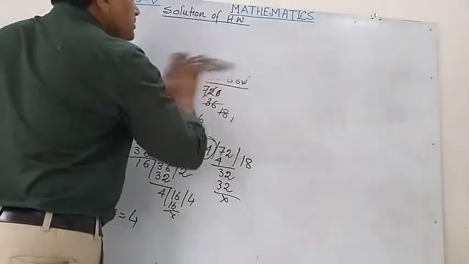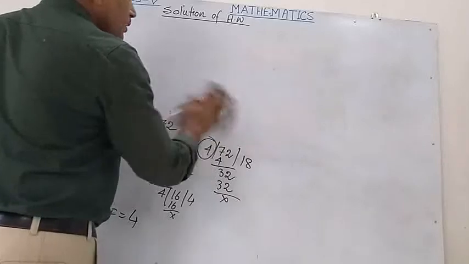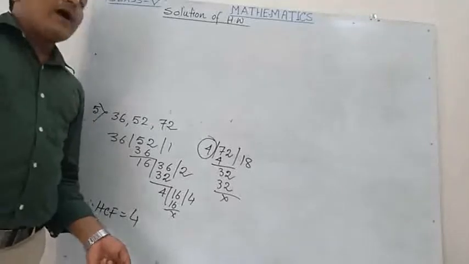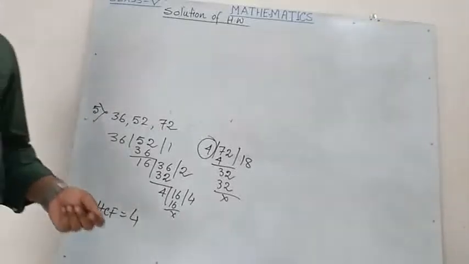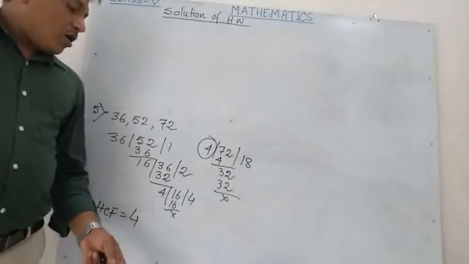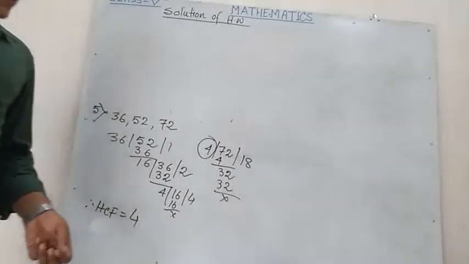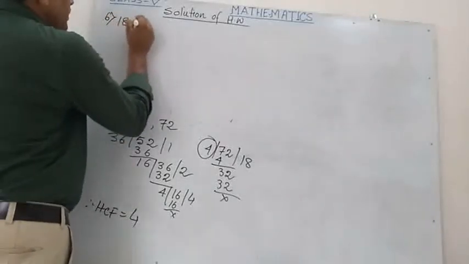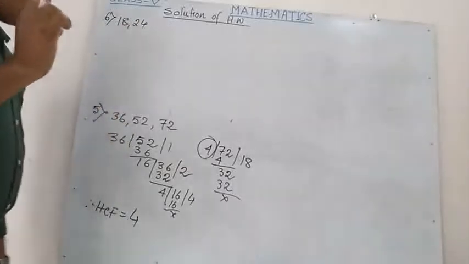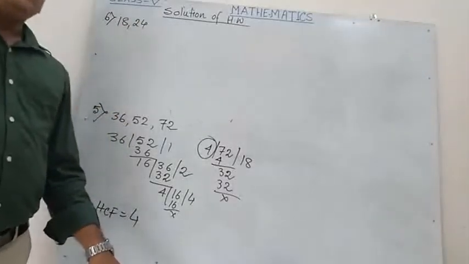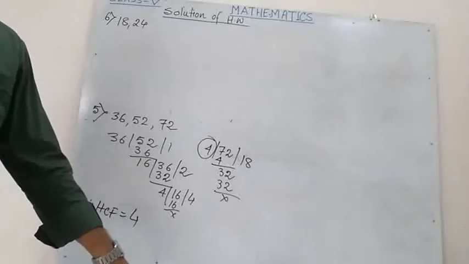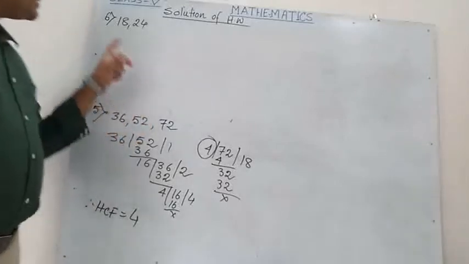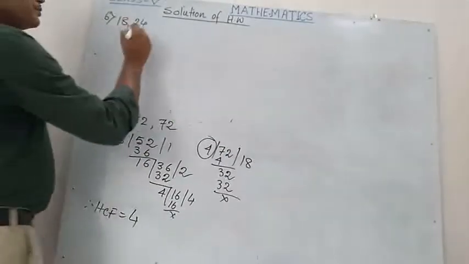Next, question number 6. Find the HCF of 18 and 24 by finding their LCM. So here the two numbers are 18 and 24. So the question is, find the HCF of 18 and 24 by finding their LCM. At first we have to find out the LCM of 18 and 24.